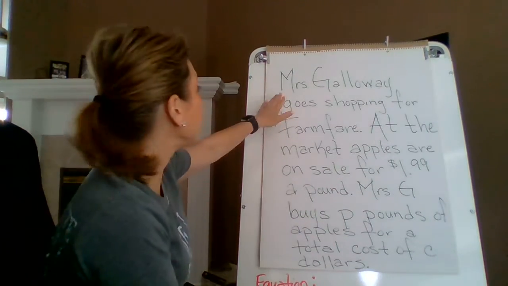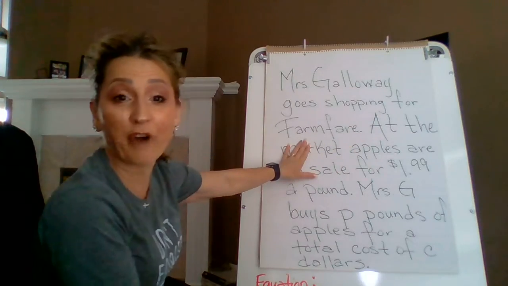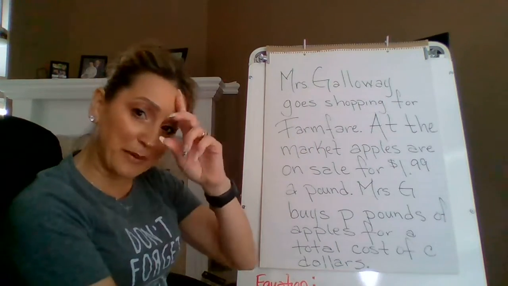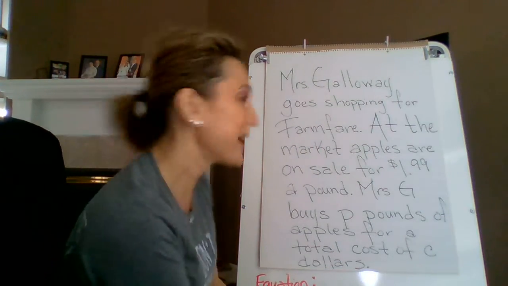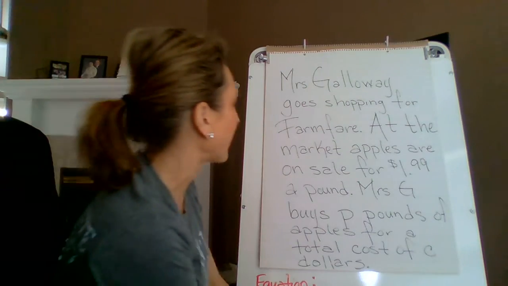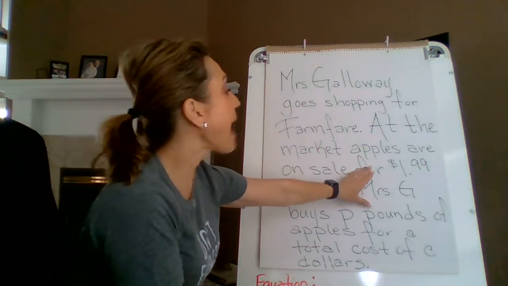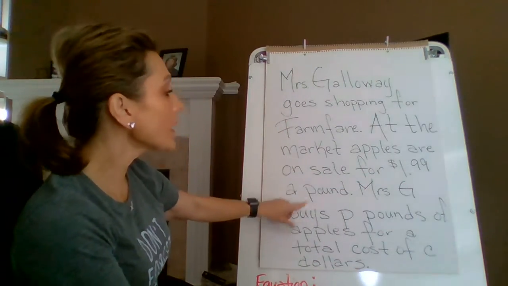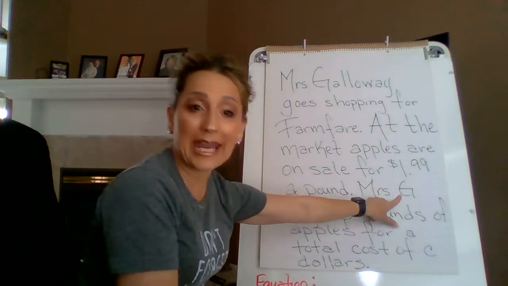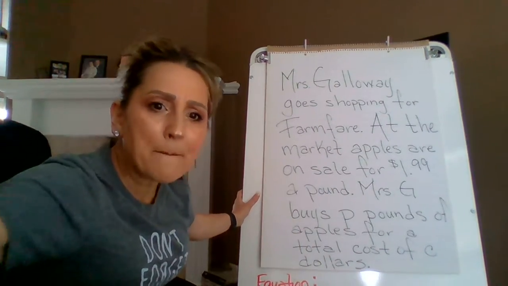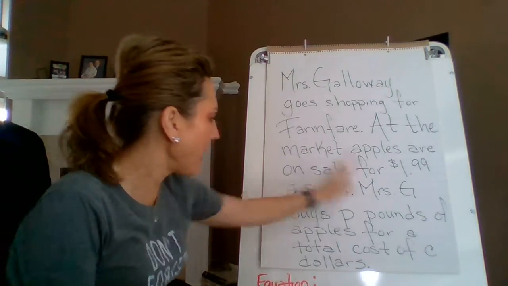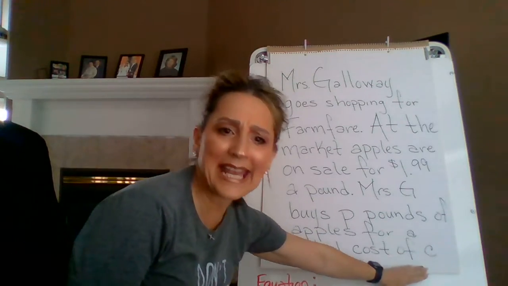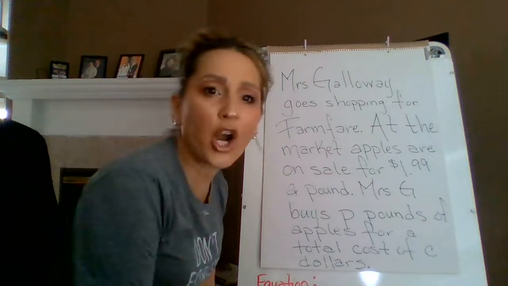My word problem says that Mrs. Galloway goes shopping for Farm Fare, her lovely eatery. Good food. She goes shopping for Farm Fare, and I hope you don't mind me using you, Mrs. Galloway. Mrs. Galloway goes shopping for Farm Fare. At the market, apples are on sale for $1.99 a pound. Mrs. Galloway buys P pounds of apples for a total cost of C dollars. Now, this is our word problem.